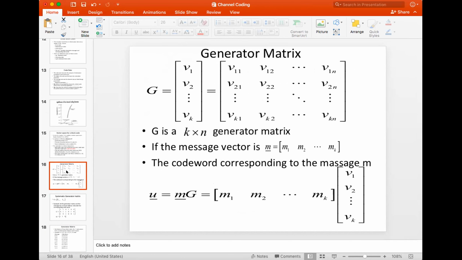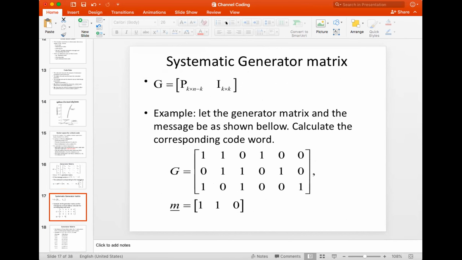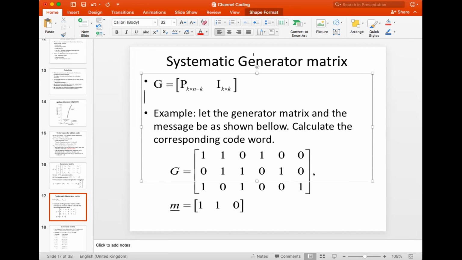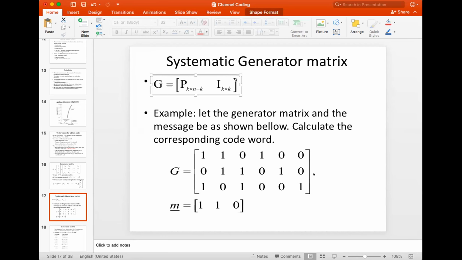Okay, one more bit before we continue. Most of the times we have what we call systematic generator matrices. So how does a systematic generator matrix look like? It has one side that is an identity and the other is a parity. And the opposite can also be true. In other words, this generator matrix can as well be represented.